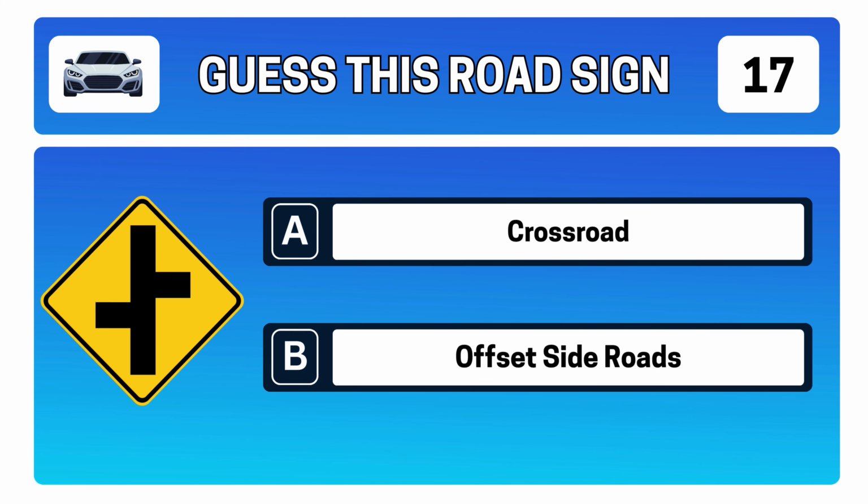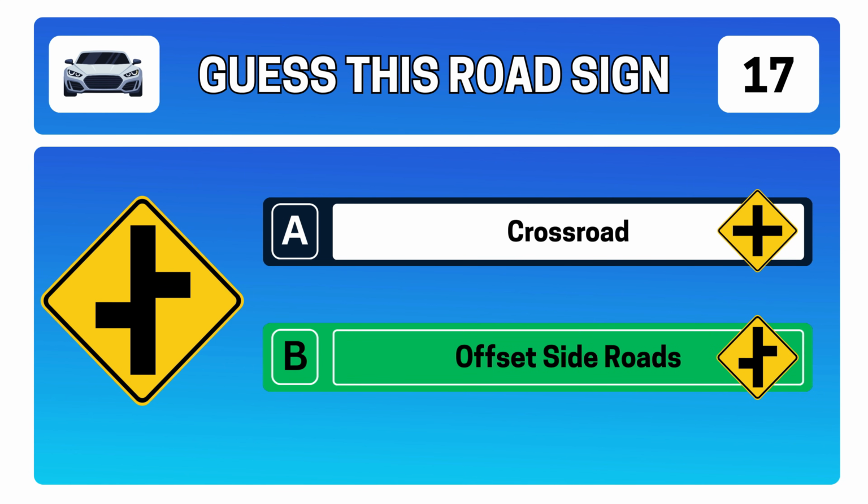Guess this road sign. A. Crossroad. B. Offset side roads. Nicely done. That is the offset side road sign.